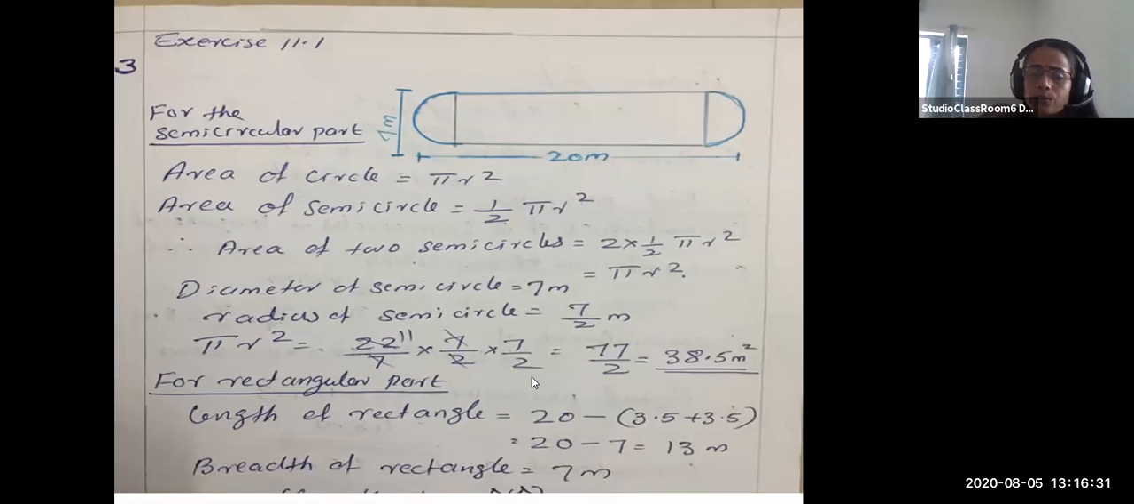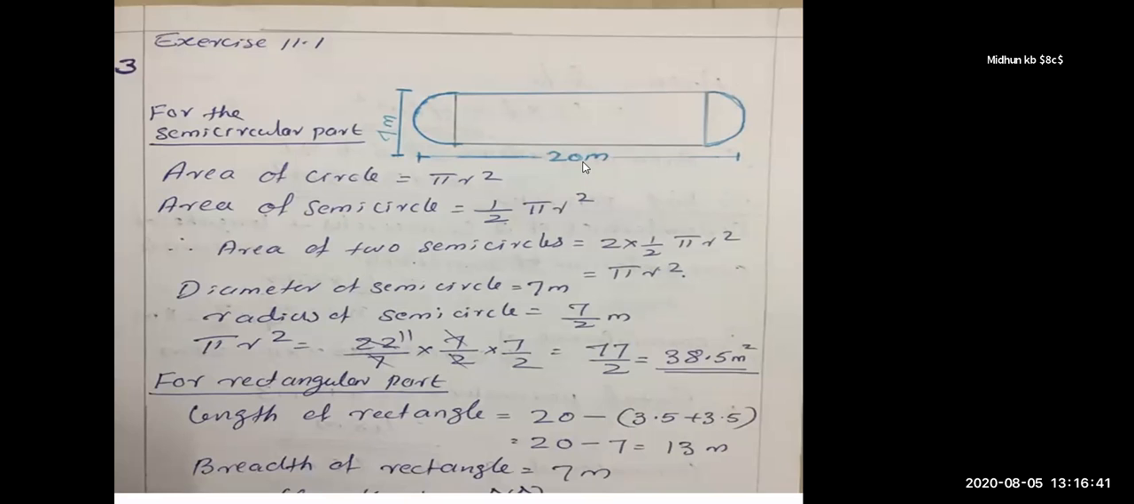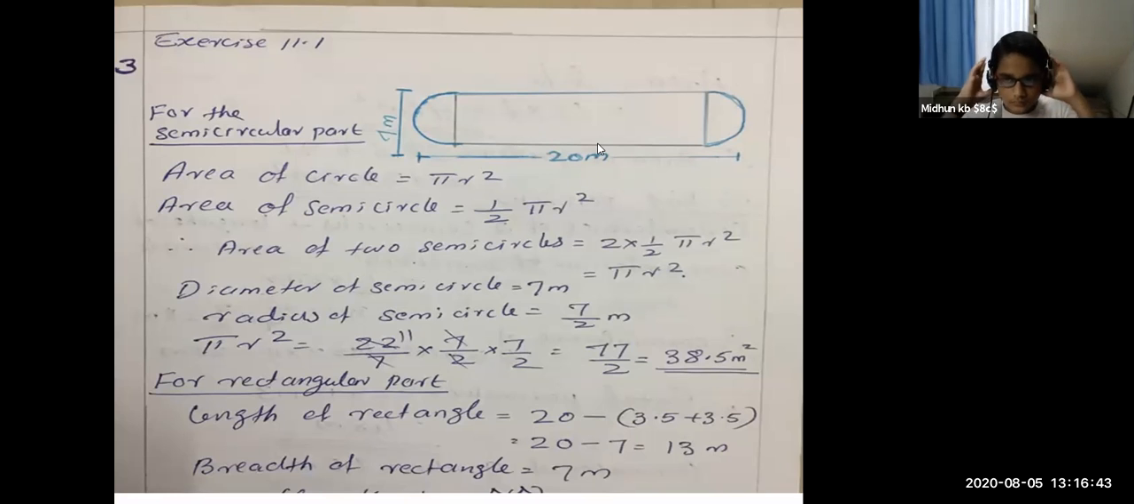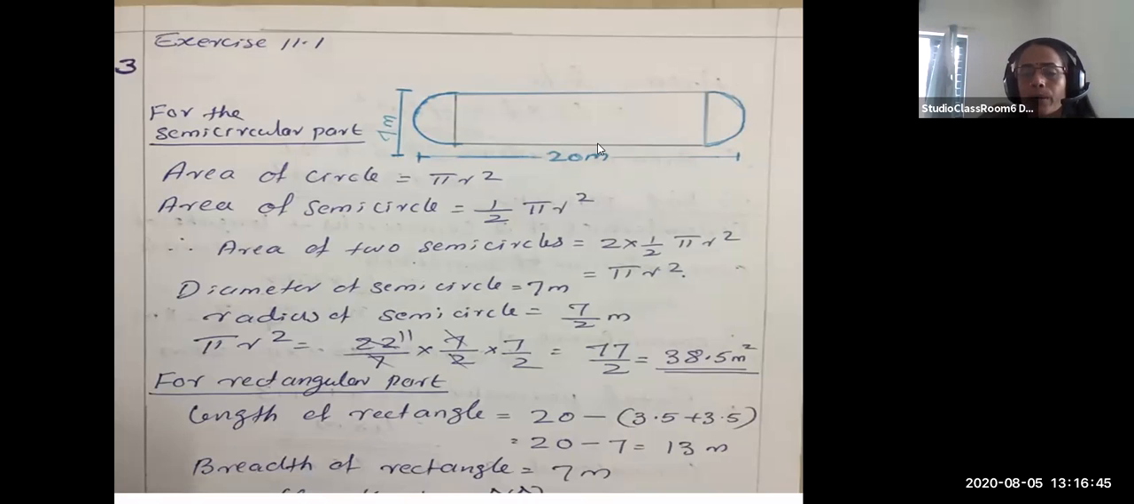Now we are going to find the area of the rectangular part. The total length of the garden is 20 meter. So what will be the length of the rectangular part only? All of you think and say. Ma'am, 20 minus 3.5.